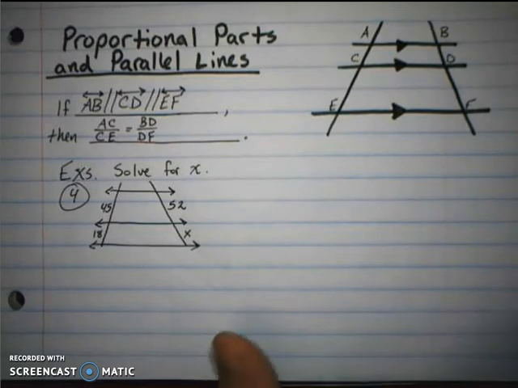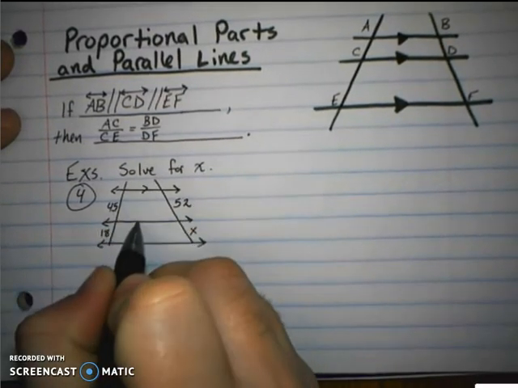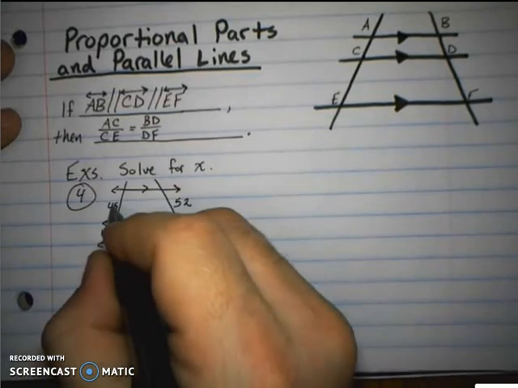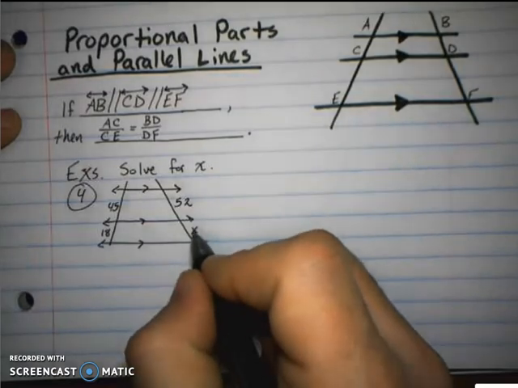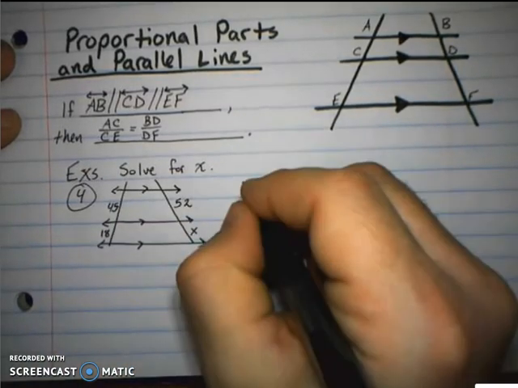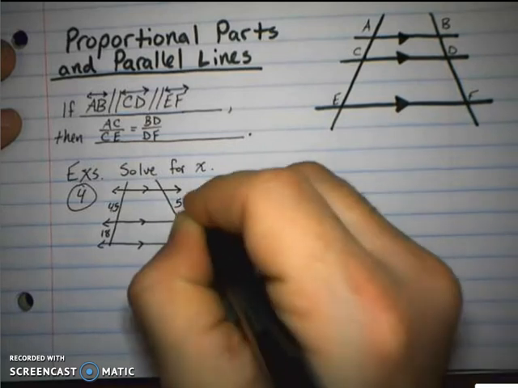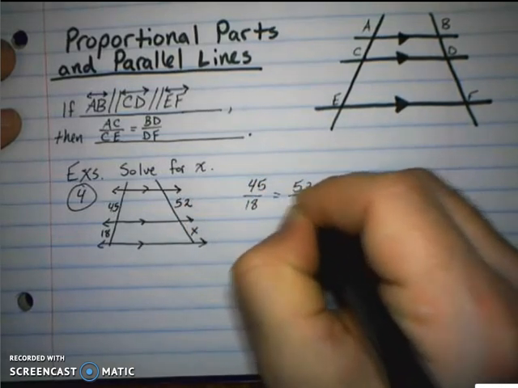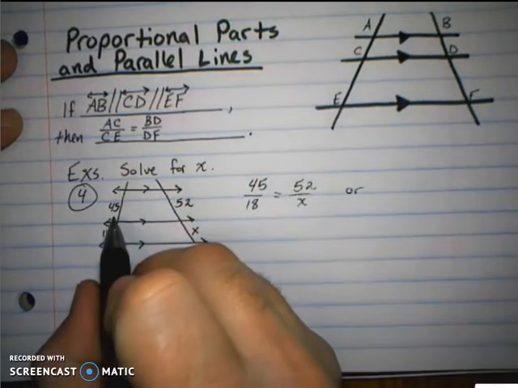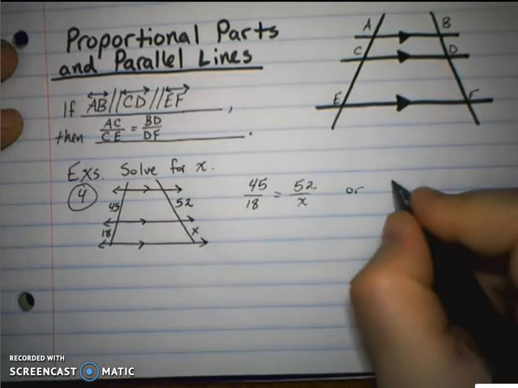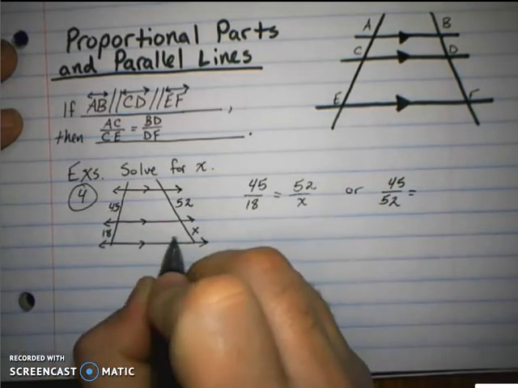So let's try and do some examples using this principle. Okay? Got parallel lines here, here, and here. And these segments, 45, 18, 52, and x, we can use a proportion to find x because these are all proportional. So one thing we could do is 45 over 18 equals 52 over x. Or you could do the same proportion if you see it a little bit differently. You could do 45 over 52 equals 18 over x.